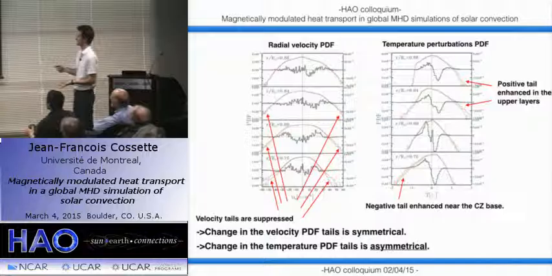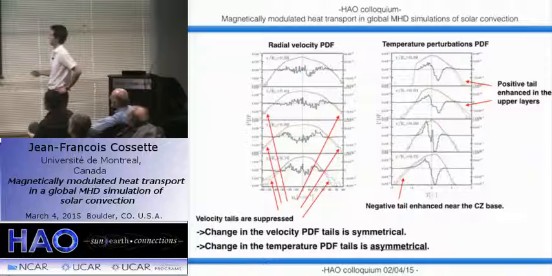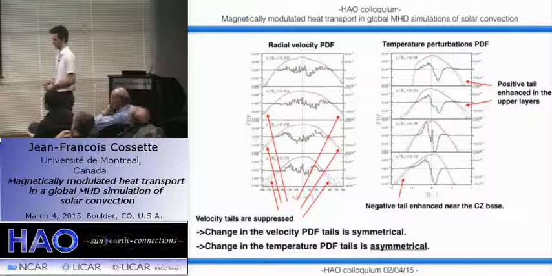So now, taking a look at the PDF of the radial velocity and temperature perturbations will hopefully tell us more about what's going on. So again, the PDF of the radial velocity here.